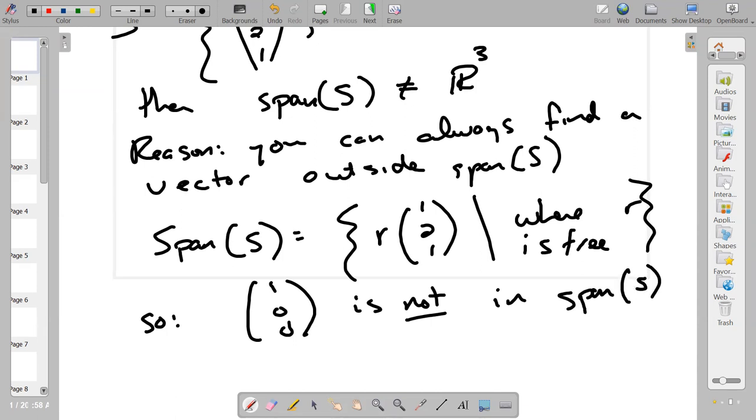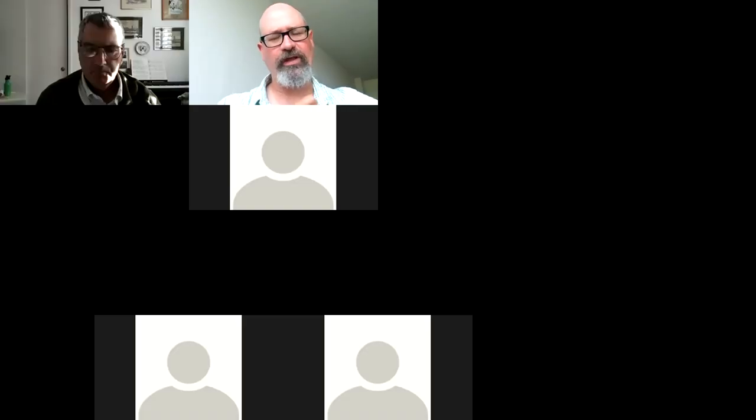The reason is that the vector 1, 0, 1 cannot be written as a scalar multiple of 1, 2, 1. So when you're talking about a single vector within R3, you are going to be able to find vectors which are not in the span. Does that make sense?